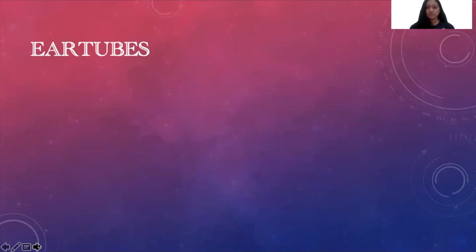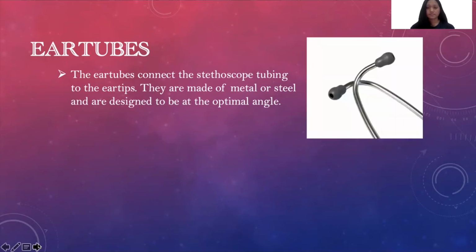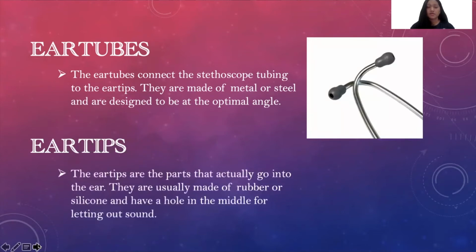Next is ear tubes. It connects the stethoscope tubing to the ear tips. They are made of metal or steel and are designed to be at the optimal angle. Next is ear tips. The ear tips are the parts that usually go into the ear. They are usually made of rubber or silicone and have a hole in the middle for letting out sound.